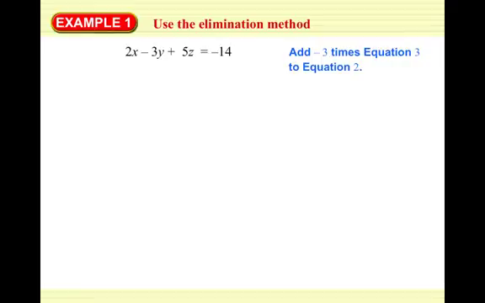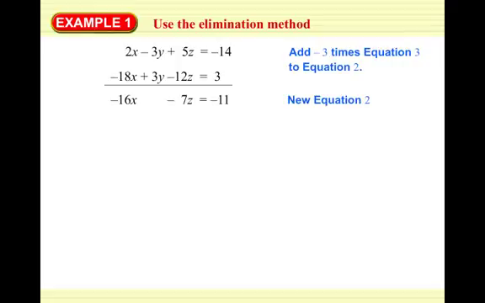So I've got 2x minus 3y plus 5z equals negative 14. That's just equation 2. And here's negative 3 times equation 3. Negative 18x plus 3y minus 12z equals 3. So let's add. And that'll give us our new equation 2. If you want, sometimes I label the new equation 1 as 1 star and the new equation 2 as 2 star. And that way I can kind of keep track of them.